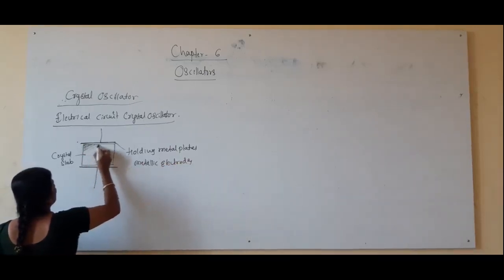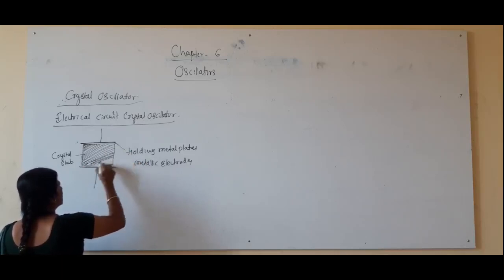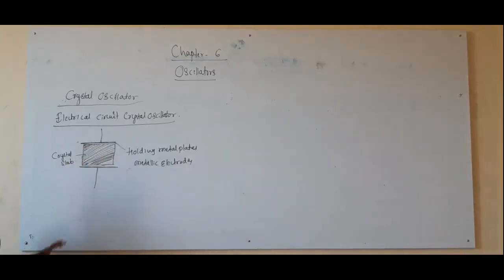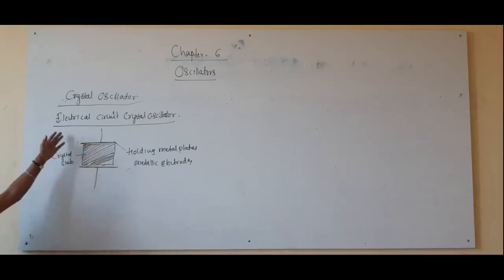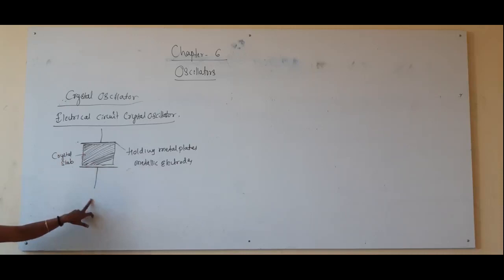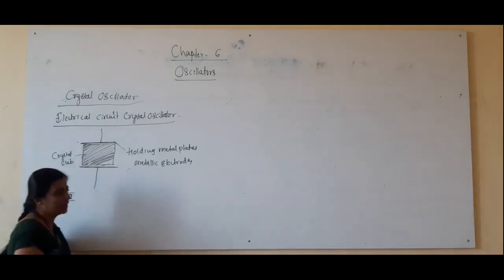This is a crystal slab or crystal cut, a small crystal cut or slab, that is going to be introduced between your two metallic plates, which acts like a crystal oscillator. So this is the electrical circuit symbol for your crystal oscillator. How do we represent it in an electrical circuit? So these are represented like this. In this way, a crystal oscillator is represented in an electrical circuit.